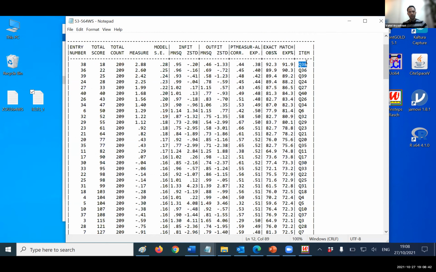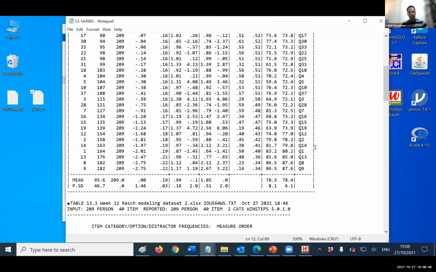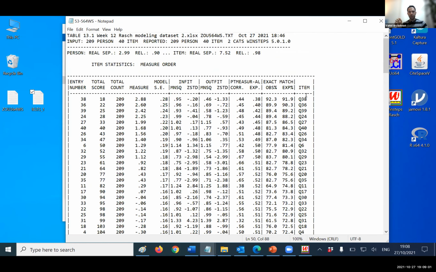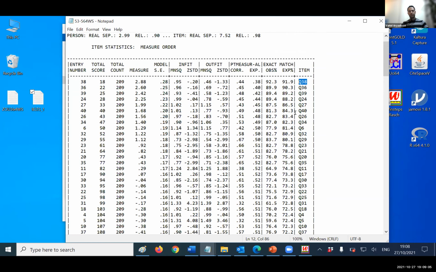Item 39. Can you see that? It's right on top. At the bottom is item number 9, and then number 8. Like I told you, they're not exactly of the same difficulty, but they have slight differences in their difficulty. So the most difficult item is on top. Any questions so far?